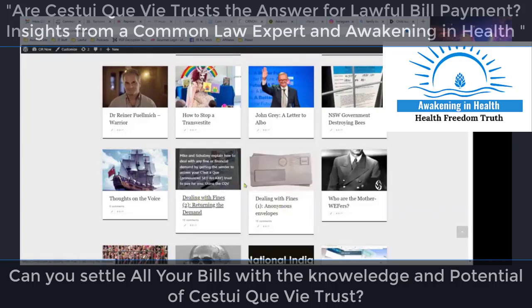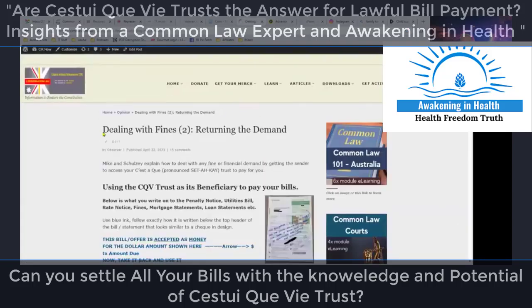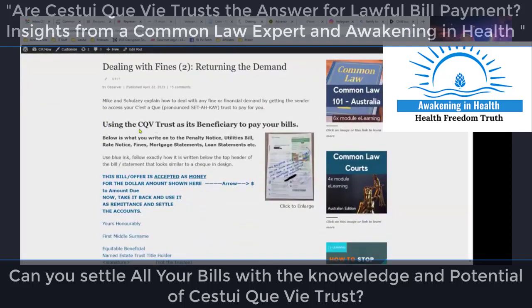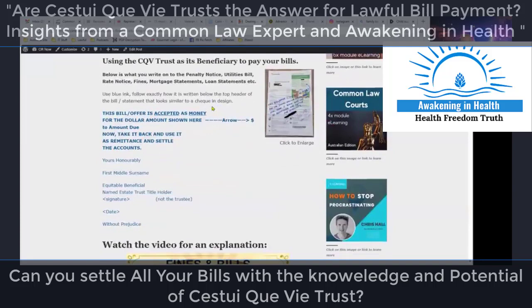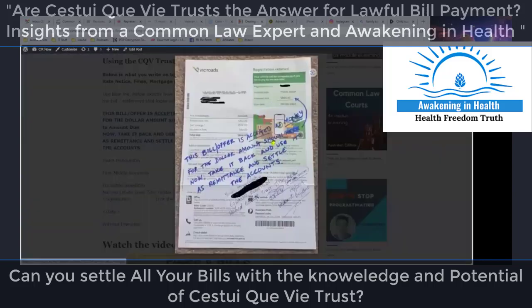So click here and then come over here, and we can use the CQV Trust. Do you all know what the CQV Trust is? It's the Cestui Que Trust, pronounced Set-A-K. And basically, when you are born, they take your footprint, your blood, and they set up a trust in your name for the straw man. Now, I can't go into all of that today, but basically what happens is if you send them back, and I'll just show you here what it looks like.